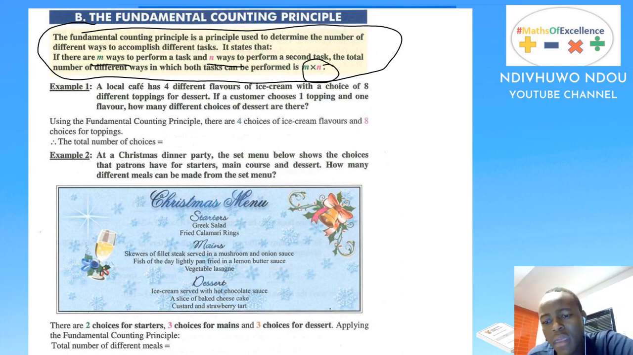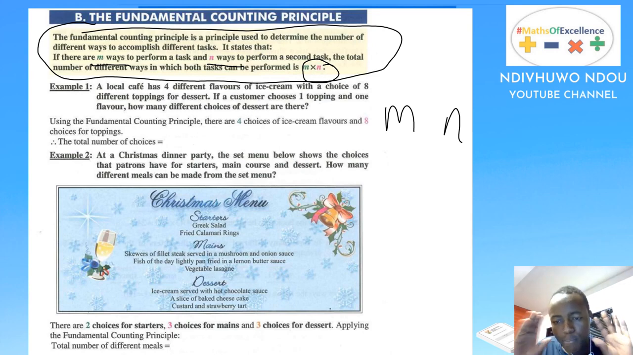So take a look at the mathematical representation of the fundamental accounting principle according to Kevin Smith. He says this principle really helps us to determine the total number of different ways in which we can accomplish different tasks, right? So if a certain task can be accomplished in m ways and another task can be accomplished in n ways, then in order to determine the total number of ways in which you can perform both tasks, we simply multiply the number of ways in which we performed each of the tasks. Then we get the total number of ways in which you can perform both tasks.